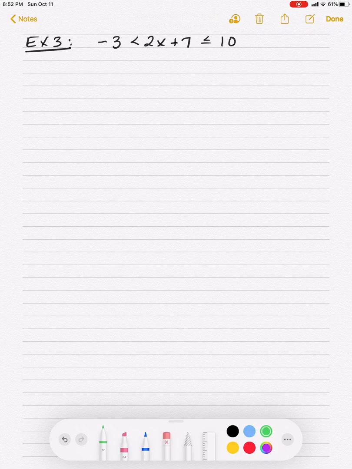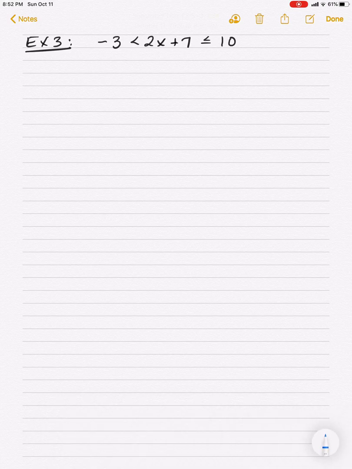All right, so now I want you to grab your pencil and let's solve this problem. This is where I'm going to start, is with 2x plus 7. So I'm going to start by subtracting 7. We're going to -7 from the far left inequality, but we're also going to -7 from the right inequality. So -3 minus 7 is going to be -10, less than, here the 7's cancel, and I get 2x less than or equal to 10 minus 7 is going to be 3.